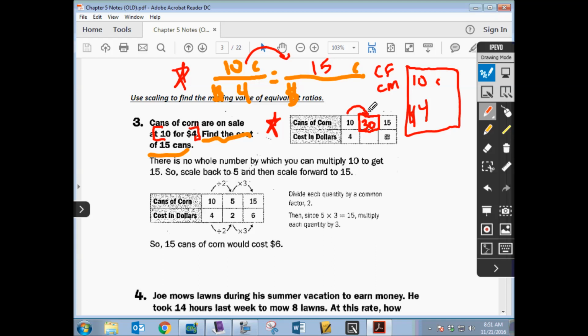What am I doing to go from 10 to 30? I'm multiplying by 3, right? What do I have to do to my number of dollars then? Multiply by 3. That's going to be 12. What am I doing to go from 30 to 15? Dividing by 2. So what do I have to do to my number of dollars? So there we go. We end up getting that it is $6 for 15 cans of corn.